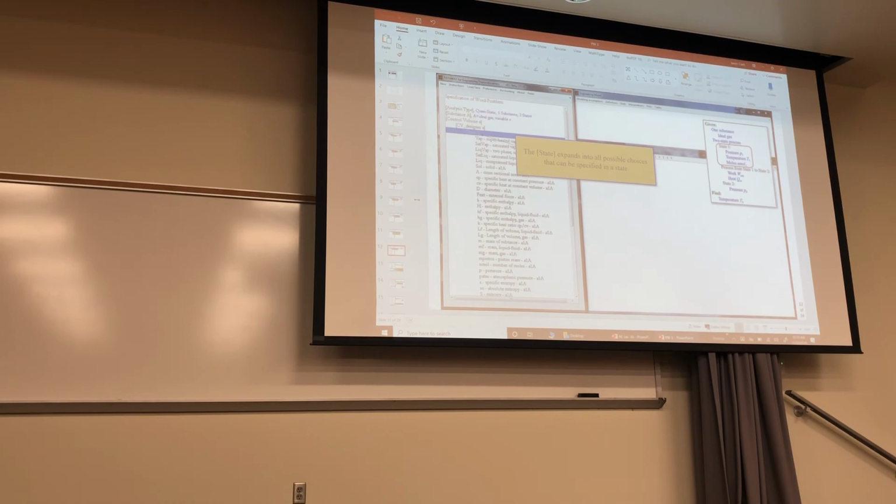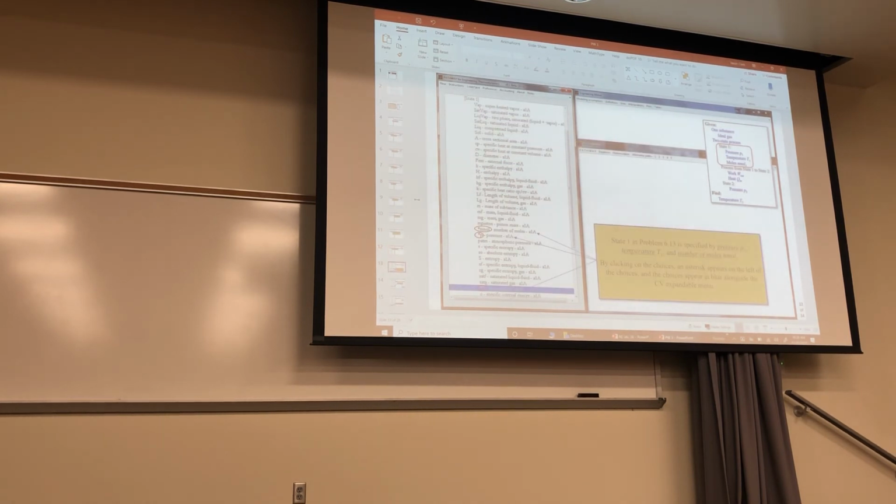So you got pressure, temperature, and number of moles. So you click those. Once you click those, the asterisk appears there, and then you do the same thing with the process. So you have the heat and the work.